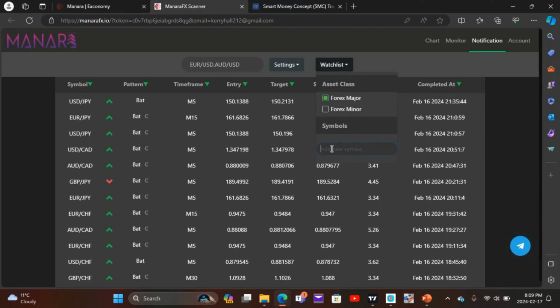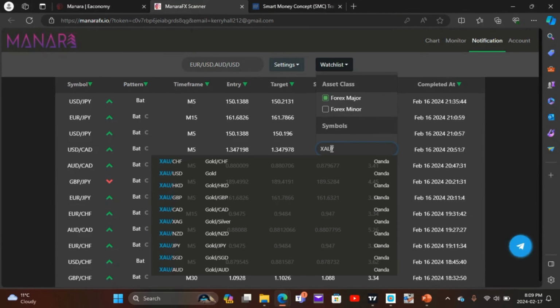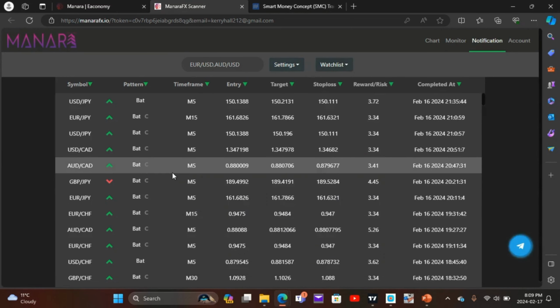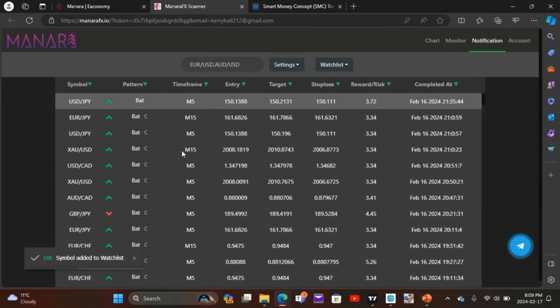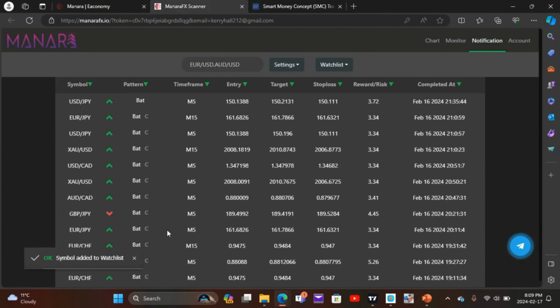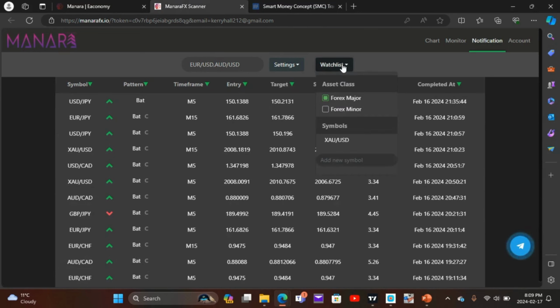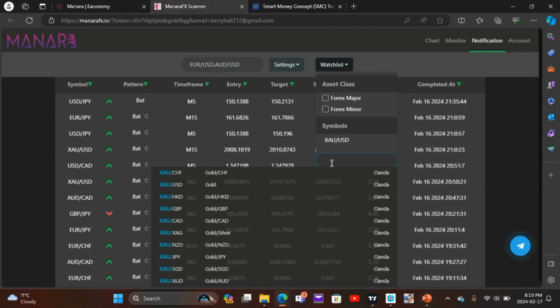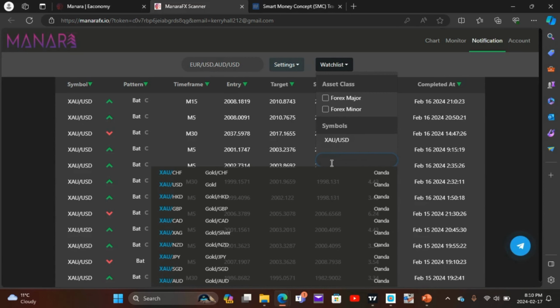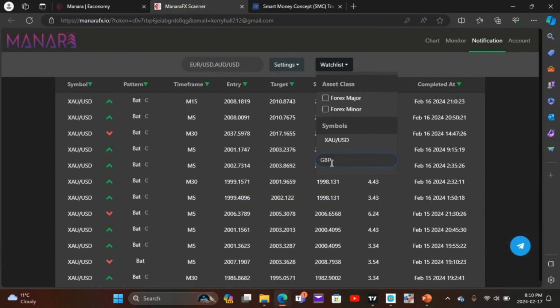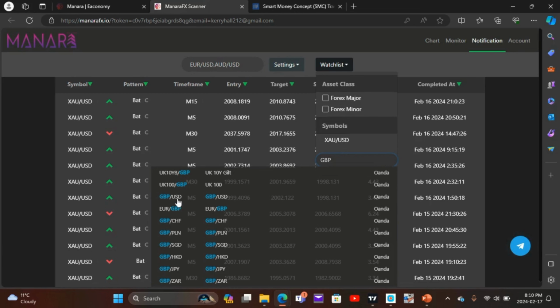Now, when it comes to your chart, you can also go up to the section that says notification. When you click on the notification, you can tabulate your watch list by adding currency pair symbols. You can just add a new symbol. Let's say XAUUSD. You can click on it and it will add it to your watch list. See, symbol added to watch list.